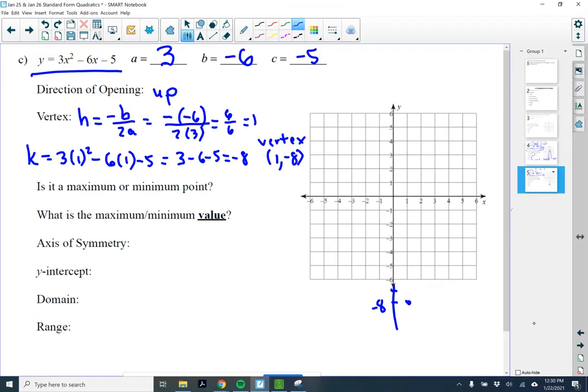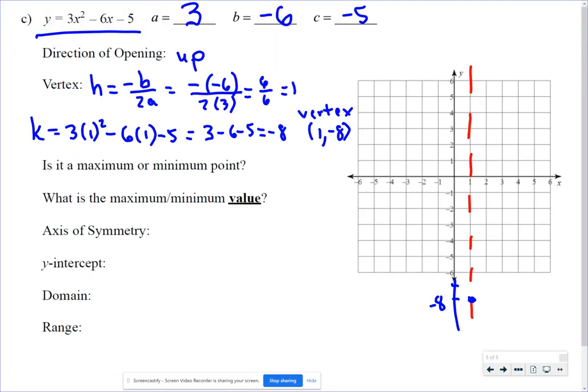I'm going to draw my axis of symmetry right through the vertex. Vertical line through the vertex is your axis of symmetry. Oh, let's fill in some of this information. So the vertex is going to be a maximum or a minimum point. It's opening upward, so my vertex is going to be a low point, which is a minimum. And what is that minimum value? It's going to be -8. As low as it's going to go is a y value of -8.